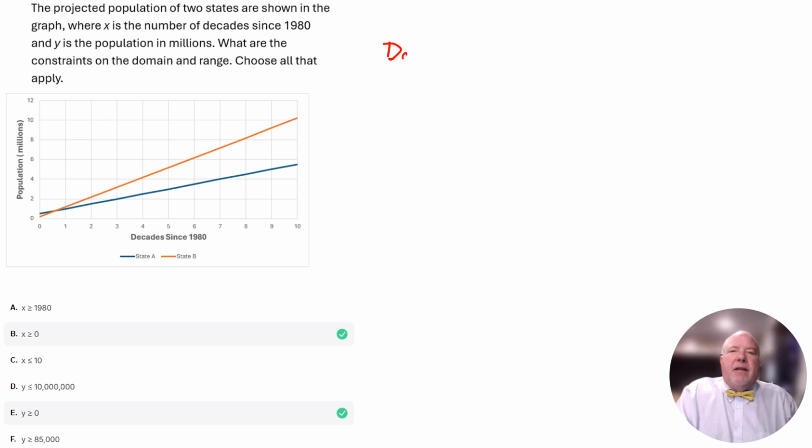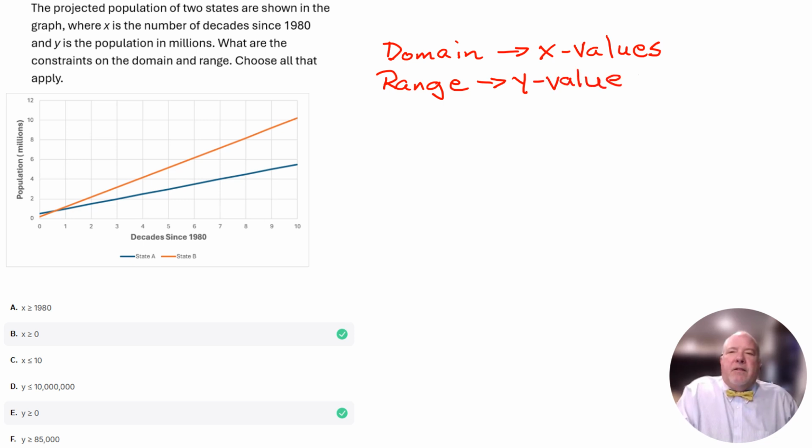So domain is your X values. So when it's talking about the constraints on your domain values, it's saying what are the constraints on your X values? So what are the limits of those? And then for range, it's just the opposite. With range, we're talking about the Y values. So it's important that you know the difference between domain and range. Take the time to memorize that because you will need to know that.